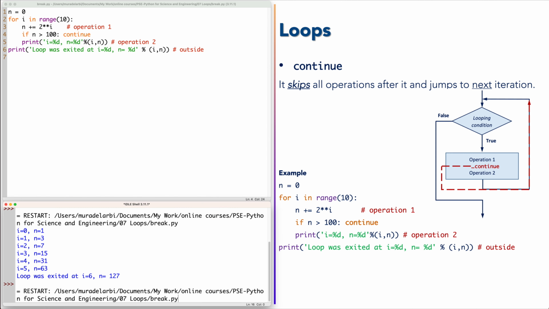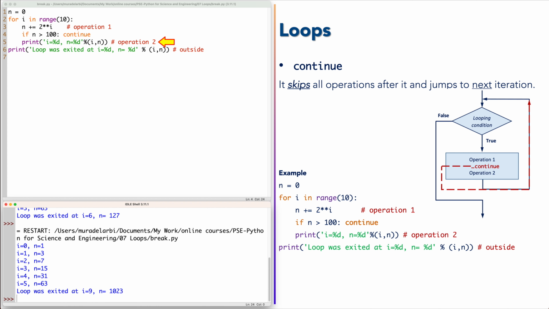When we run the code, we see that the inner print statement stopped at i equals 5 and n equals 63. However, the print statement outside the loop printed that the loop was exited at i equals 9 and n equals 1023. Continue is usually used in numerical computations when a group of equations or functions are to be skipped after a specific condition, while another group is to be continued in calculations to the end of the loop.